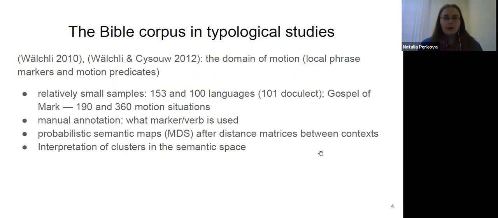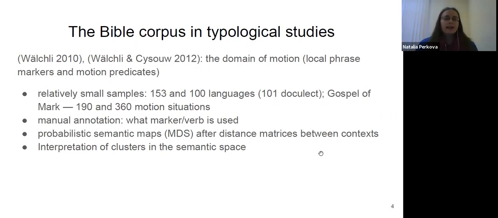A couple of the first most prominent ones, it seems, were works on the domain of motion. The first study focused on local phrase markers, like where or from where you go, for instance, and motion predicates, so the verbs themselves. These were still relatively small samples, 153 or 100 languages, and only one gospel was used there.